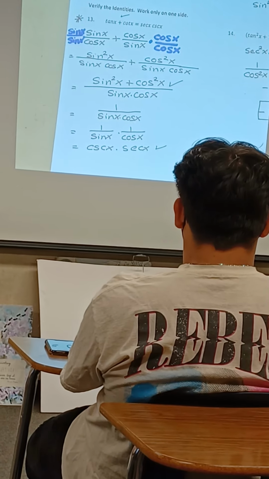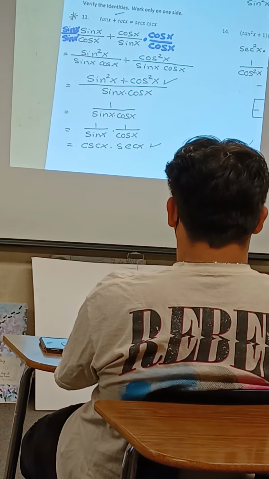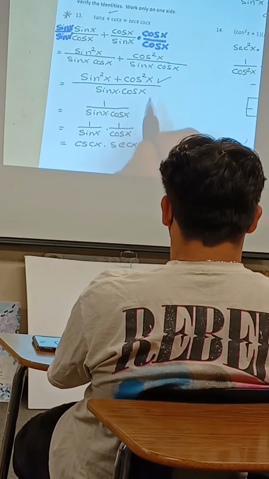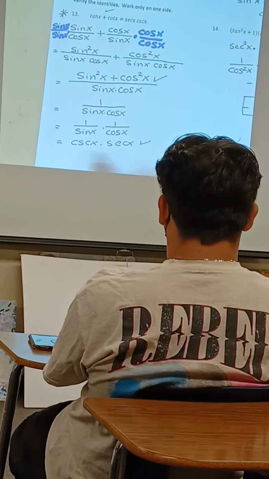So we just changed everything to sine cosine, added the two fractions, ended up using one more identity, and we got the other side.